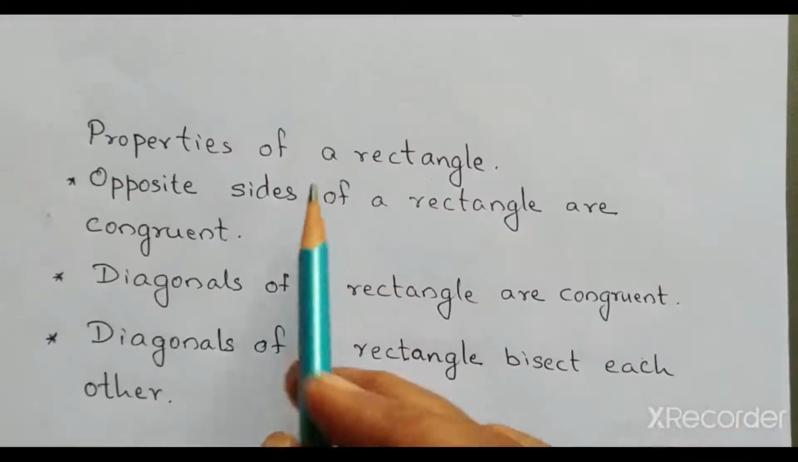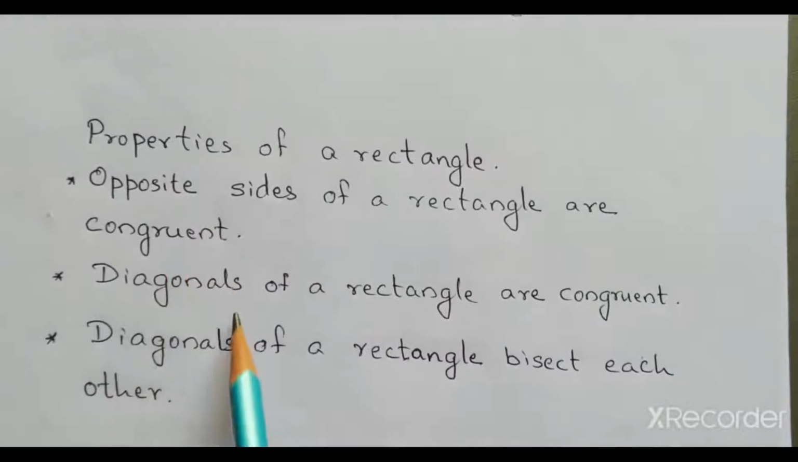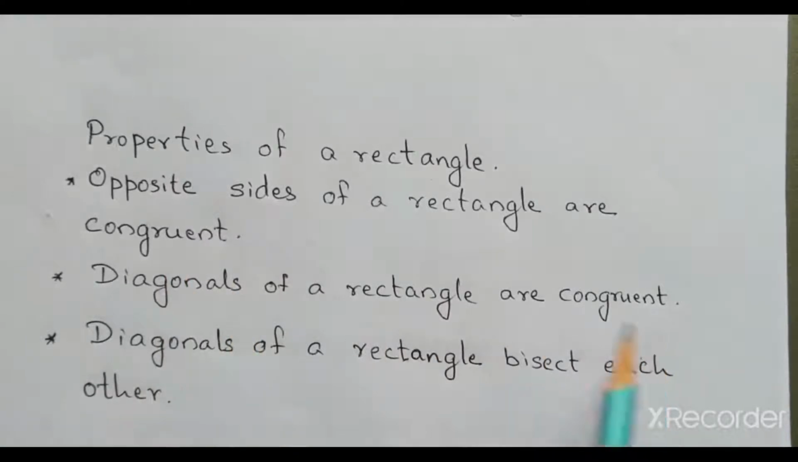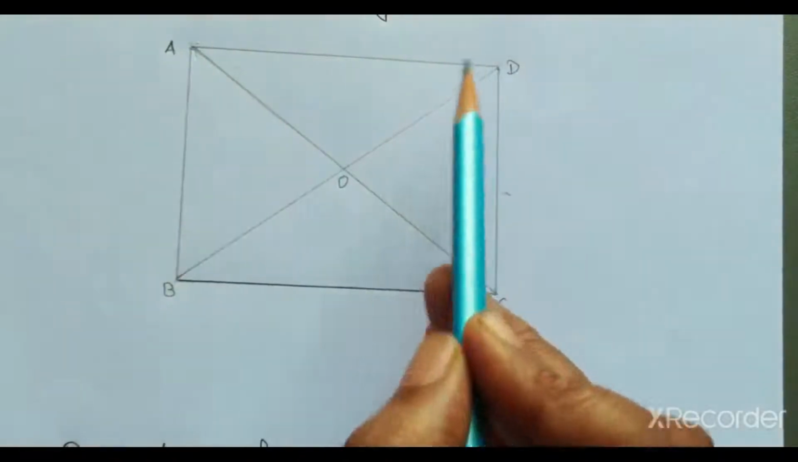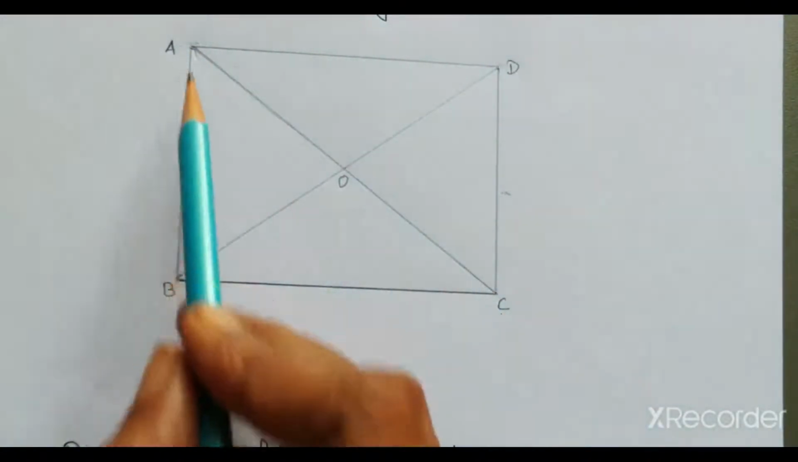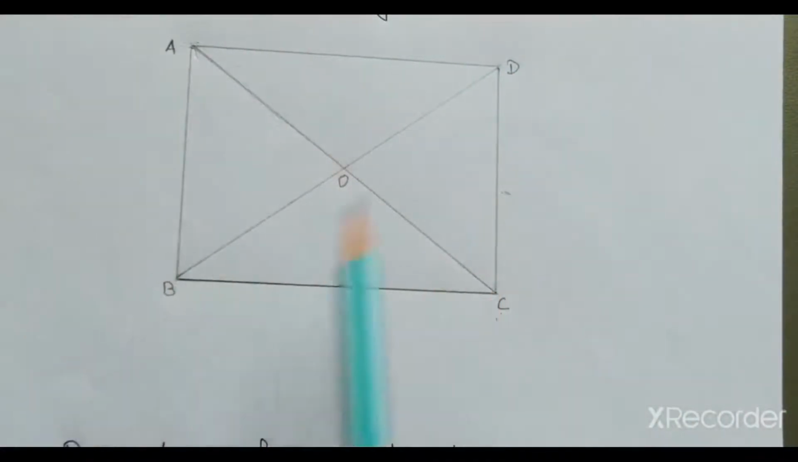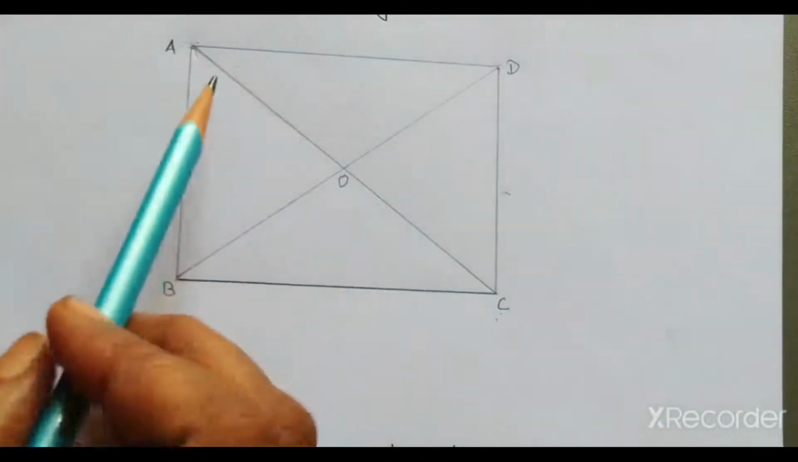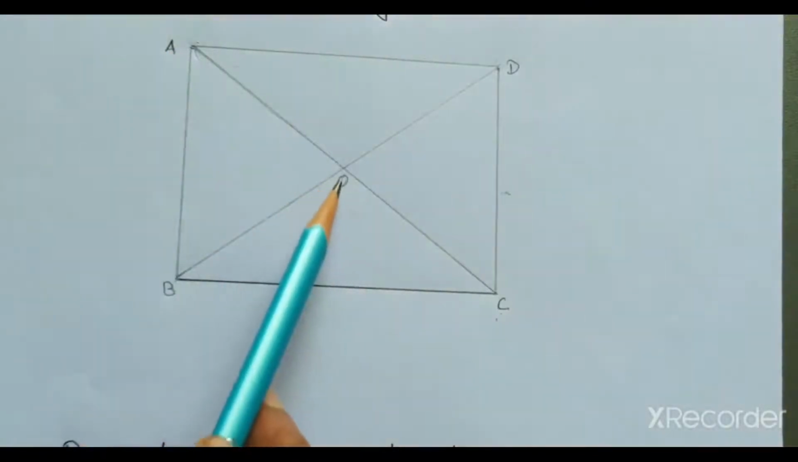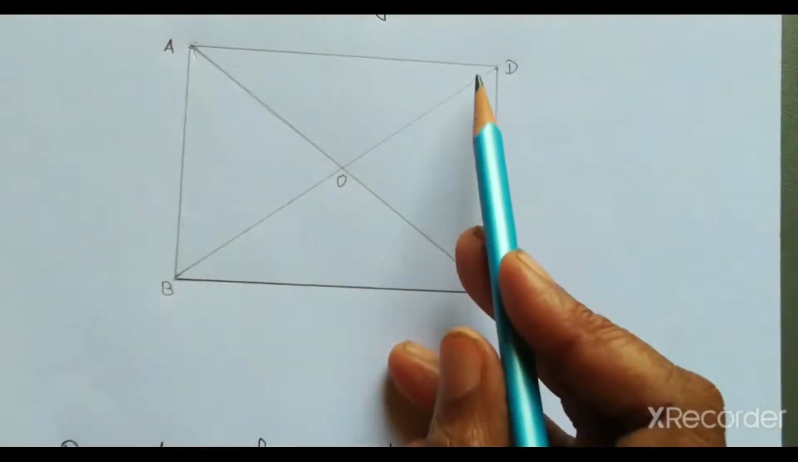So the properties of a rectangle are: opposite sides of a rectangle are congruent. The diagonals of a rectangle are congruent, and also the diagonals of a rectangle bisect each other. The opposite sides are congruent means AD is congruent to BC and AB is congruent to DC. Same way, diagonals AC and BD are congruent. Diagonals bisect each other. That means length AO and OC are congruent. Also length BO and OD are congruent.